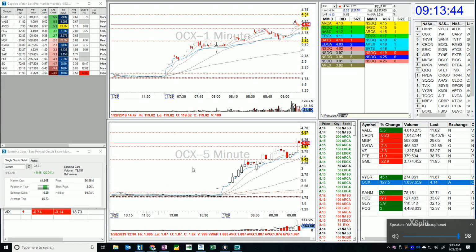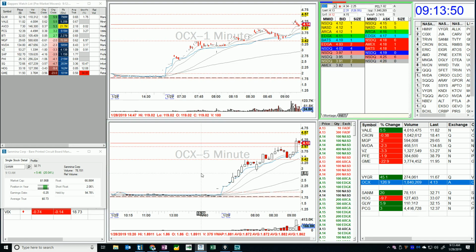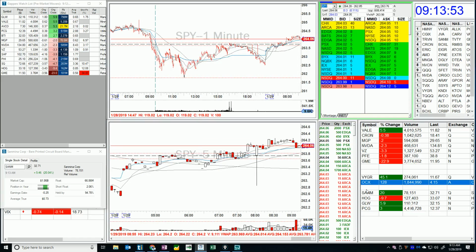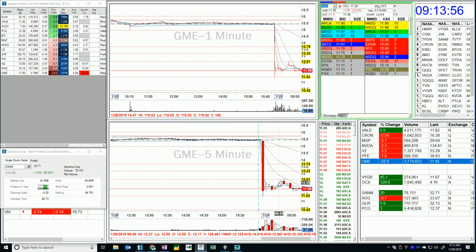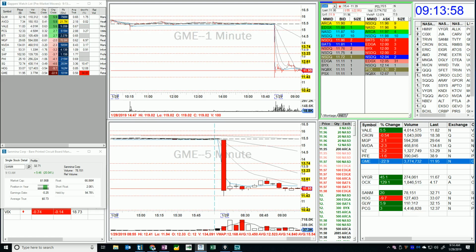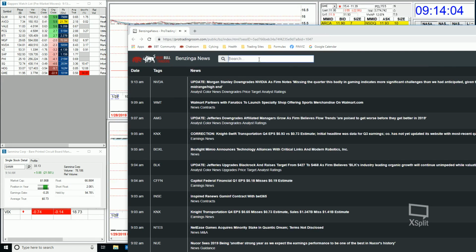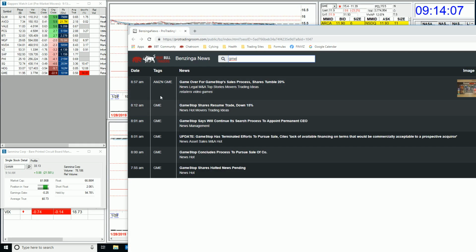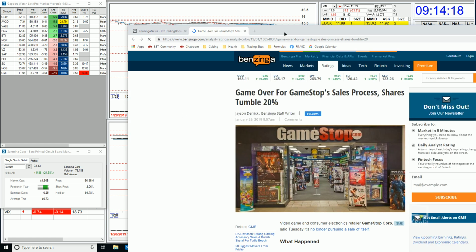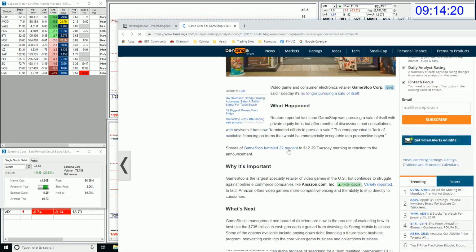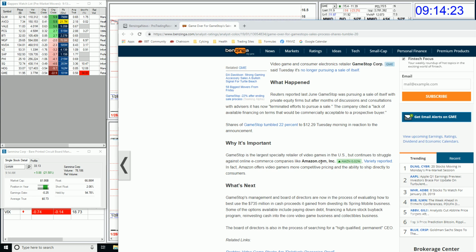Kind of a flat open here, eh? Up 30 cents on the SPY. Yeah. GME. Oh, one big red candle.